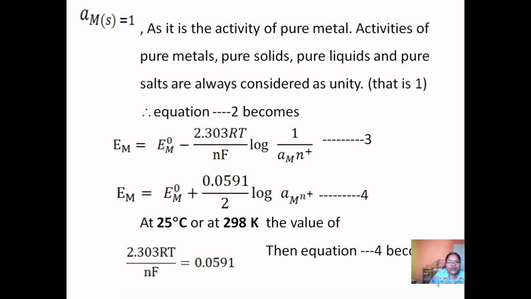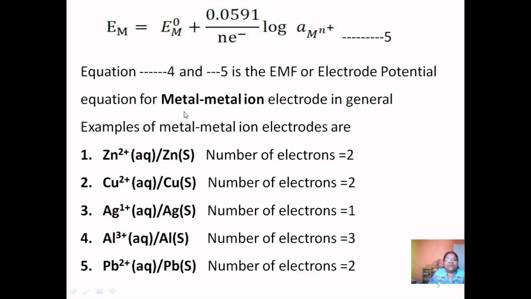Now at 25 degrees centigrade, that is at 298 Kelvin, the value of 2.303 RT by nF becomes 0.0591. You have seen how it is coming. So our equation 4 becomes E metal is equal to E0 metal plus 0.0591 by n, number of electrons, into log to the base 10 activity of metal ion. So this equation 5 we can use to determine the electrode potential of metal ion electrode.